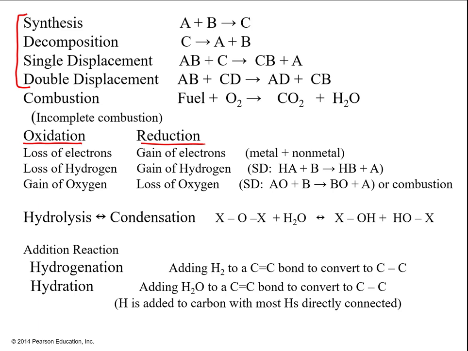So oxidation being loss of electrons, loss of hydrogen, or gain of oxygen. Reduction being gain of electrons, gain of hydrogen, or loss of oxygen. So we went through examples with that one. We just went through some examples of hydrolysis and condensation. We also just went through some examples of hydrogenation and hydration.